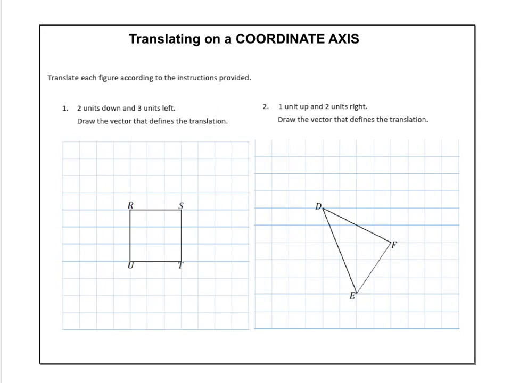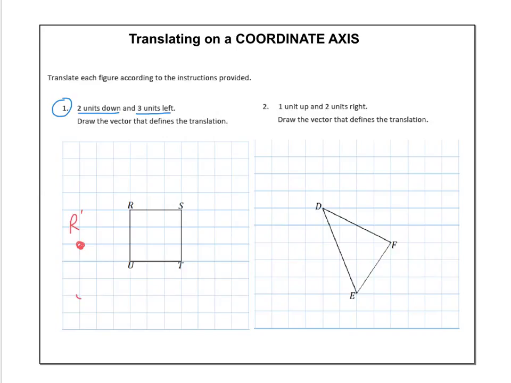Okay, so for this one here, very straightforward, just to show you how an object can be translated on a graph. For this first one here, it's telling us specifically it wants us to go 2 units down and 3 units to the left. If we're going to do that to RSTU, this square, we're going to have to do it to each point. So we'll start with R. We're going to have to go down 2 and to the left 3 units. That's going to end up with our R prime right about there. We're going to do that for every point on this square.